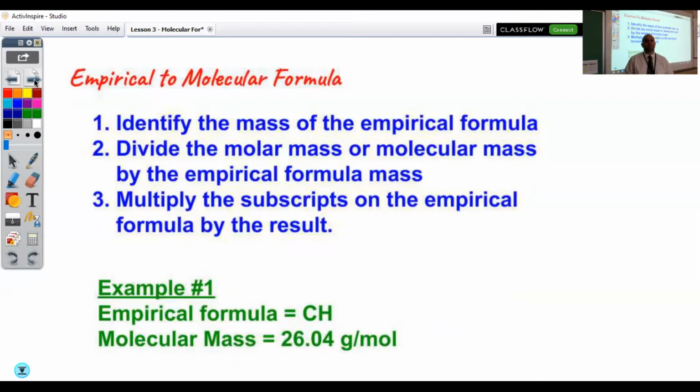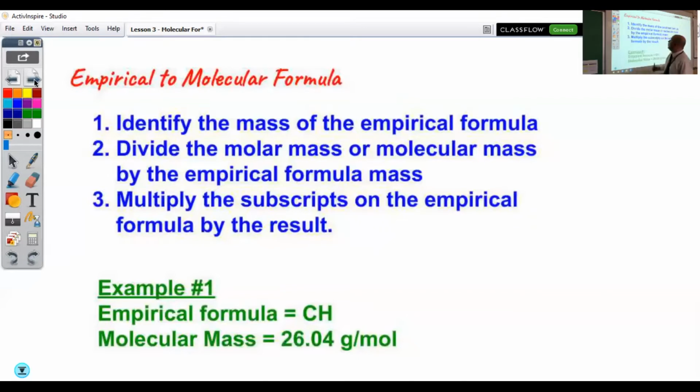In this case, what we're going to do is find the molar mass and the empirical formula mass and figure out how many times our empirical formula mass will fit into our molar mass. This will also equal our greatest common factor. In these problems, you will be provided with a molar mass or molecular mass for the compound. Let's take a look at our first example.